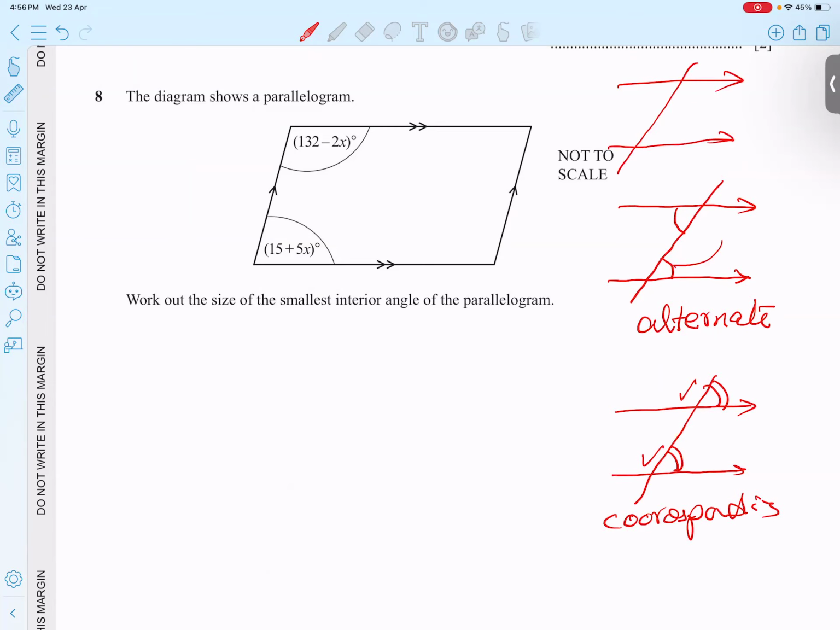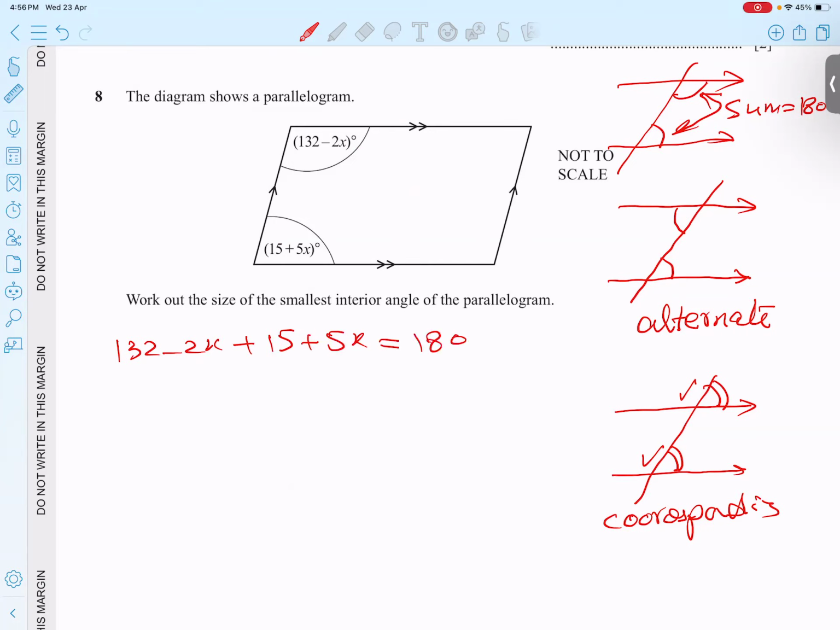You already know that this and this are equal. If this angle and this angle come together, the sum of both angles equals 180. You can see these two lines are parallel to each other, so the sum of these two angles will be equal to 180. So I'm writing 132 minus 2x plus 15 plus 5x equals 180.